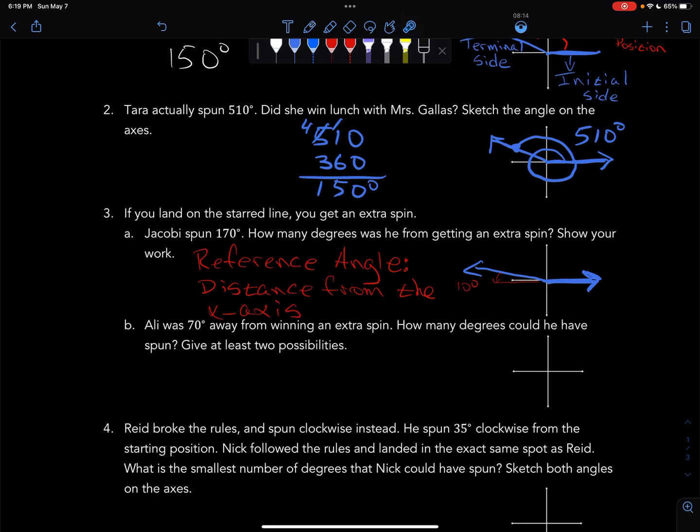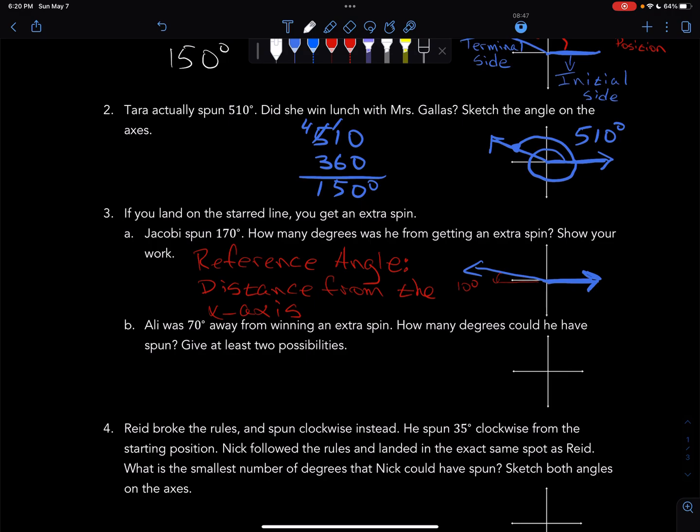Right, so distance from the x-axis, if we were down here and we were at 190 degrees, it would still be 10 degrees as that reference angle. So even if we're down here in quadrant 4, we'd be at 350 degrees, we'd still have 10 degrees as our reference angle. So we can go back either to the positive x-axis or negative x-axis to come up with our reference angle. All right, Allie was 70 away from winning an extra spin.